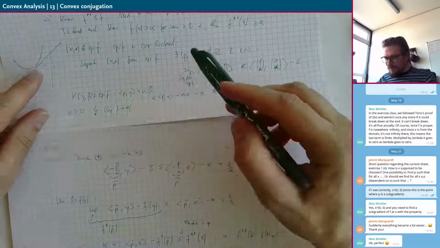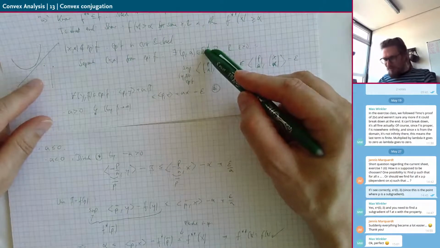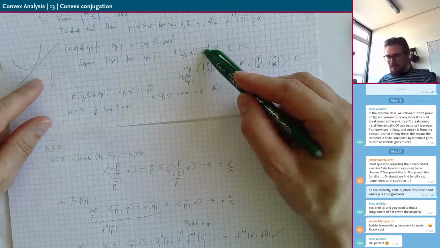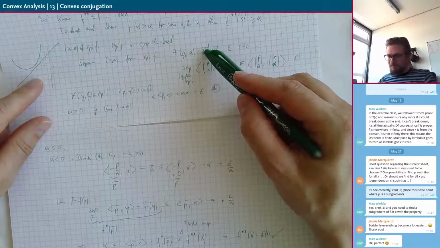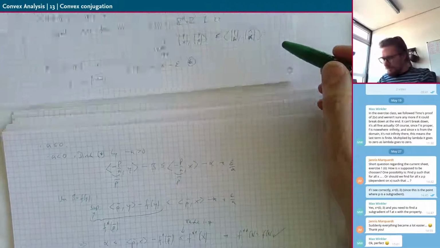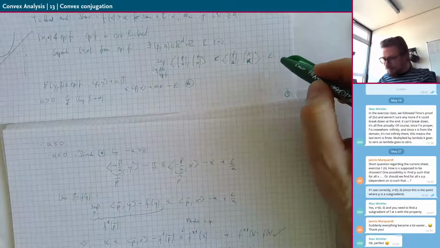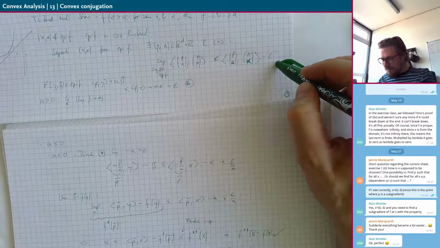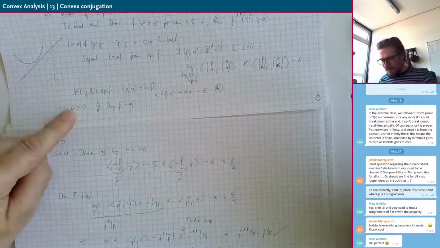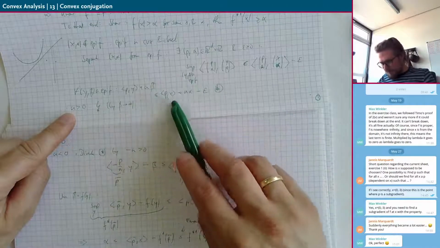So okay, this is the main step here, the separation. This is possible because the epigraph is convex and closed here. So strict separation goes like this. Then we have strict separation. We have this epsilon here, which we want to use in the end. And then again, alpha can't be positive. But that can be seen here.